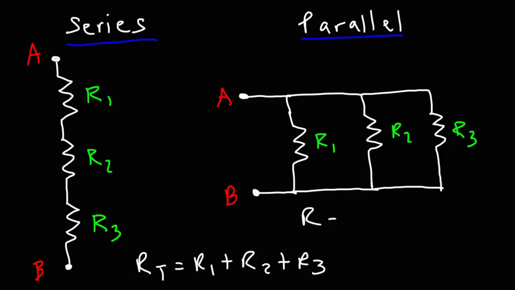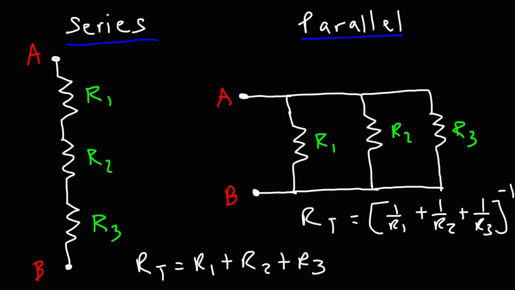To calculate the total resistance, you can use this formula. It's (1/R1 + 1/R2 + 1/R3)^-1. And I'm going to give you an example of that shortly. But right now, I want you to understand something. In a series circuit, there's only one path for the current to flow. And this is the only path that it can flow from A to B.